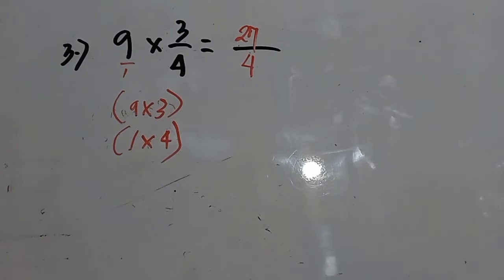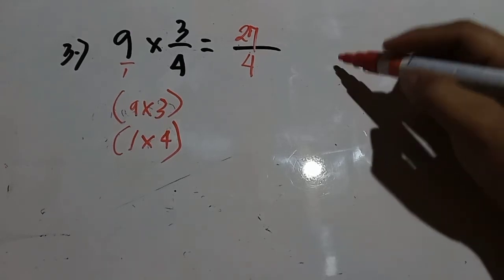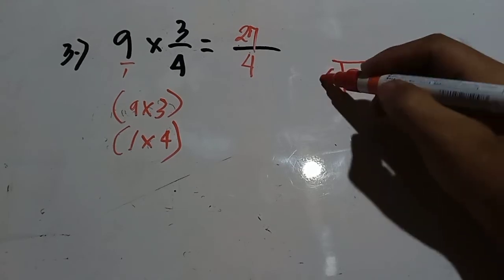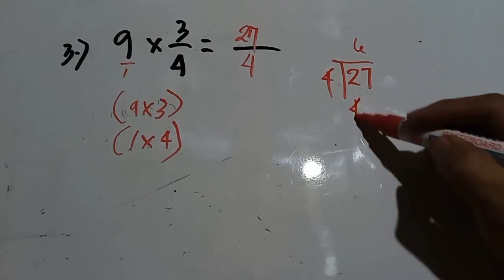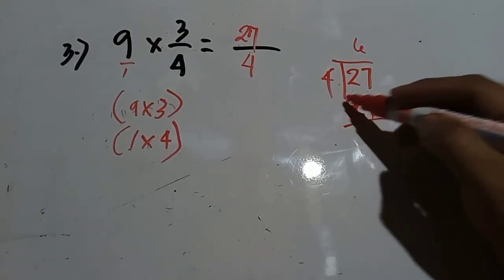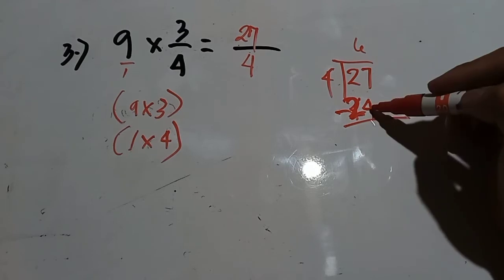Ayan. Can we reduce to the lowest term? Yes, maaari. So, i-convert natin into lowest term. So, paano natin i-convert? I-divide natin. So, gawin natin itong proper fraction instead of improper fraction. So, gawin natin itong proper fraction or mixed fraction. So, now, paano natin ito gawin? So, i-divide natin. So, 27 divide 4. Ayan. So, 27 divide 4, that is 6. 6 times 4, that is 24. Alright, 24 rather. Then, subtract 27 minus 24, that is 3.